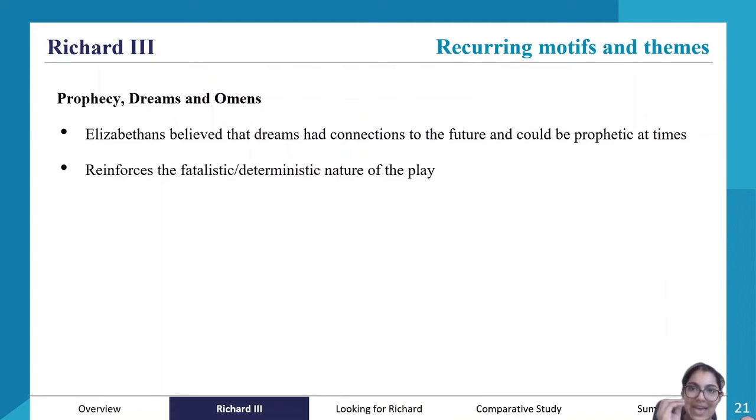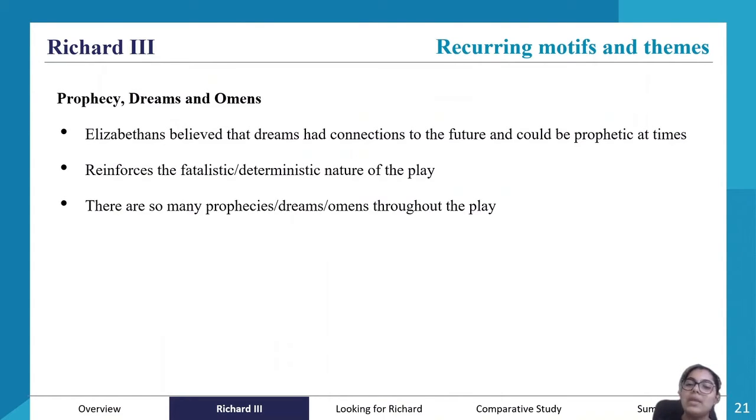He has the dream of the ghosts, and the ghosts tell him that he's not winning, right? And so that's basically reinforcing the determinist nature of the play. And there are many prophecies, many omens throughout the play. Think about Margaret's prophecies, Margaret's curses. All of those are really important because Margaret's basically saying, you're going to get this back, right? She's saying to Richard that you will fall. You're not getting away with any of this.